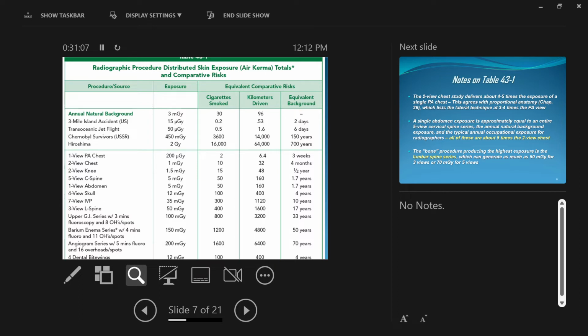Take a look at the middle. Transoceanic jet flight. Did you guys know that you get radiation exposure on an airplane? That's maybe obvious because you get radiation exposure here on the ground, but you get more when you're on an airplane. Why? Because you're 35,000 feet in the air. You're not above our atmosphere, but you are high up in it.